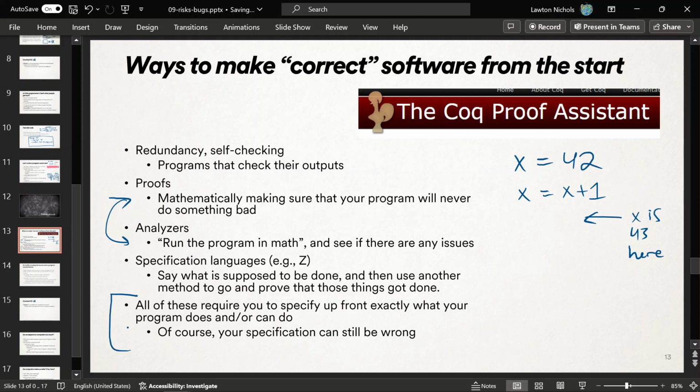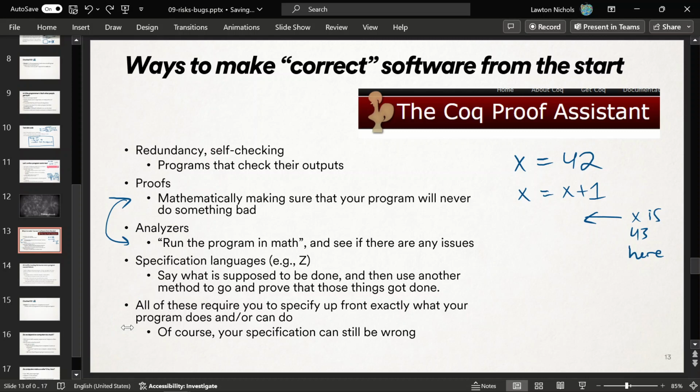Every single one of these ways to make correct software requires you to make some form of specification. They require you to specify what it means for your program to do the right thing, and maybe in doing that you have to specify what it means to do the wrong thing. And so there is one new kind of bug that plops up: even when you're trying to make correct software, you can make an incorrect specification.